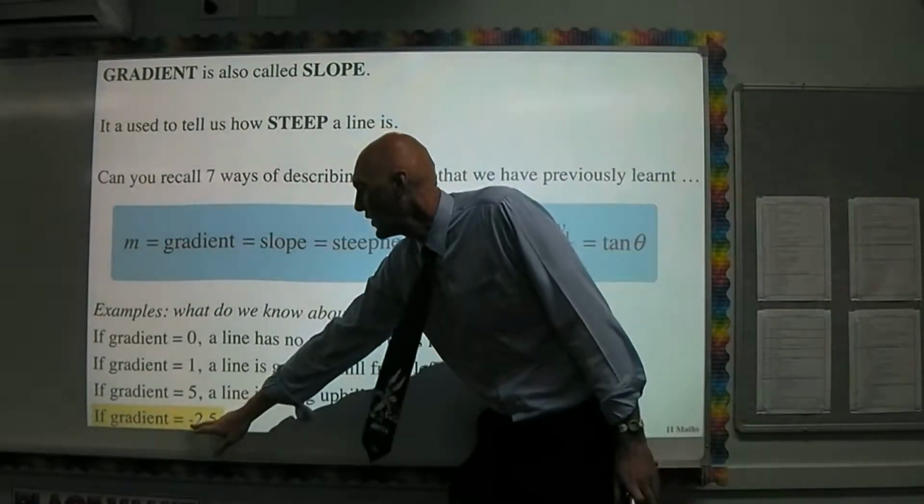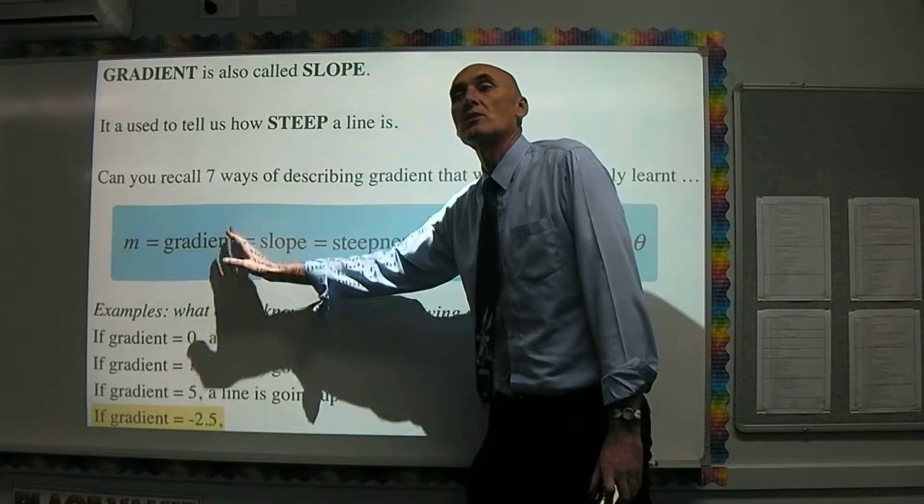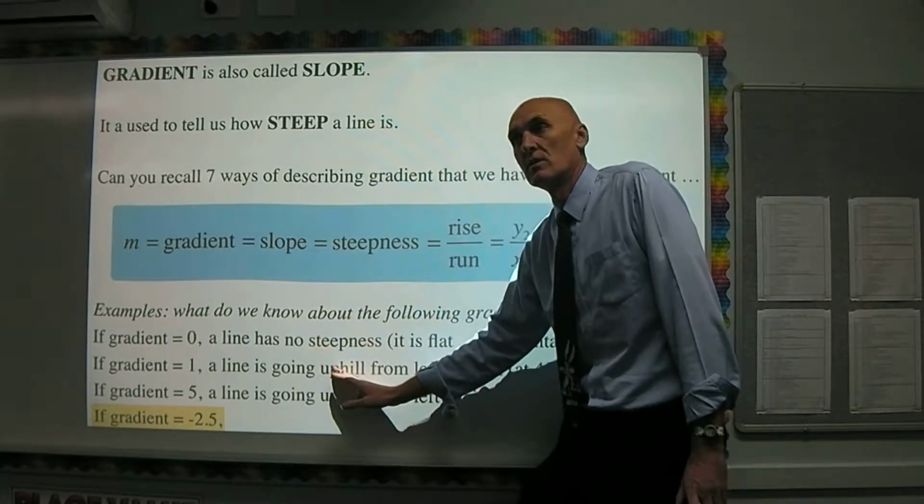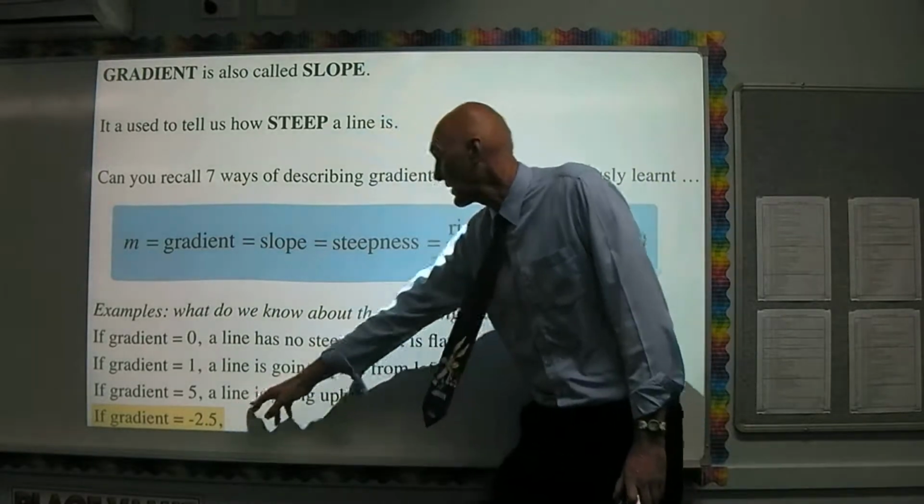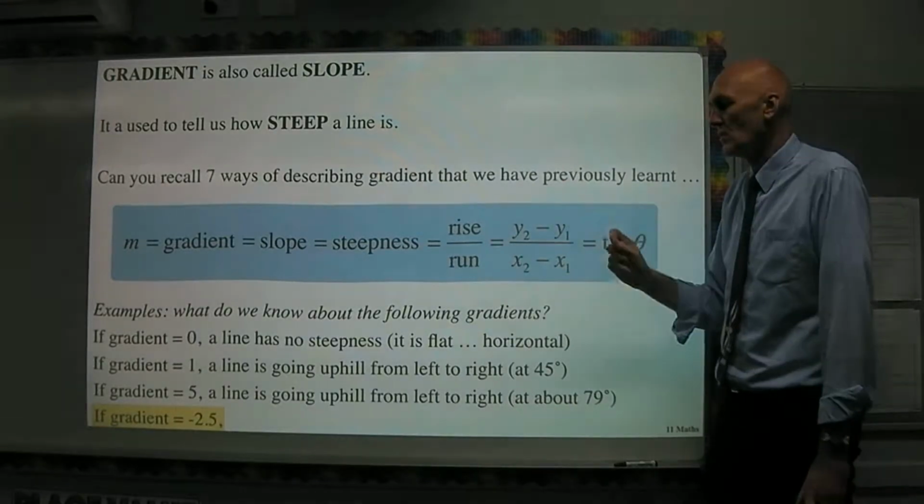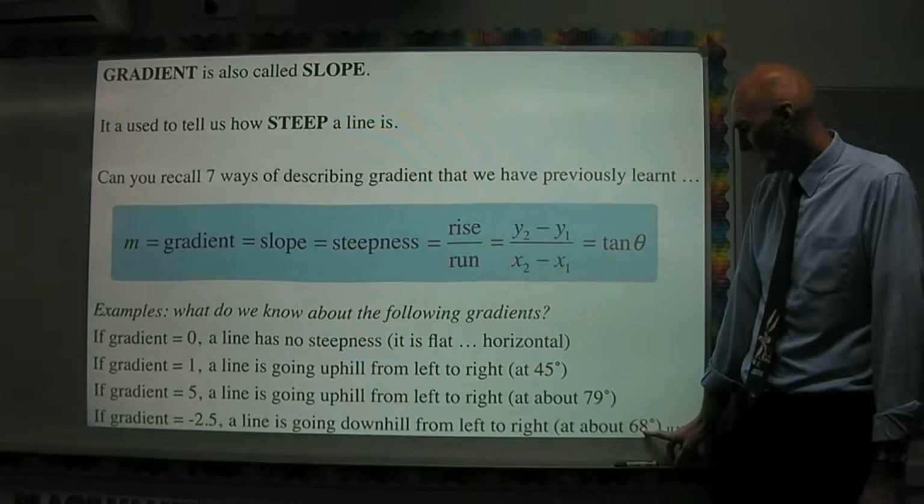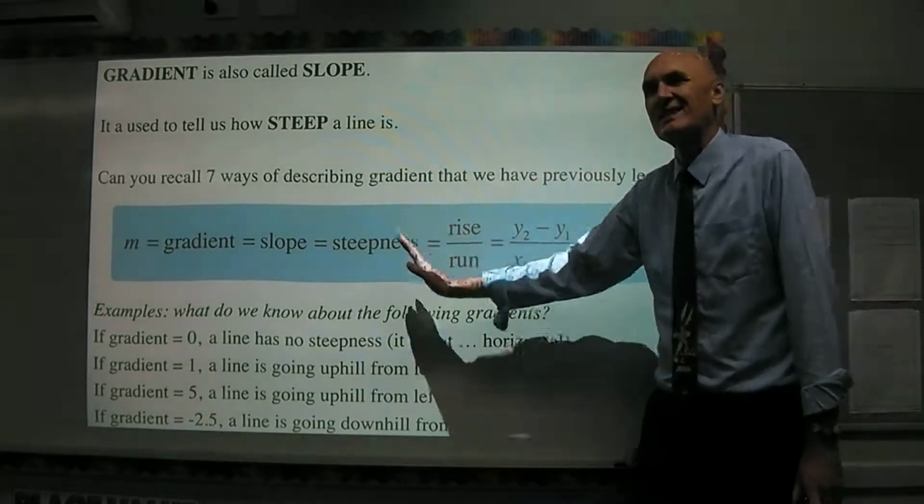What about a gradient of minus 2.5? Left to right it goes downhill. Could you find the angle that it makes with the x-axis? Negative 2.5 equals tan theta. Do the inverse tan of minus 2.5, and you'll get roughly 68 degrees, but it's going downhill, remember.